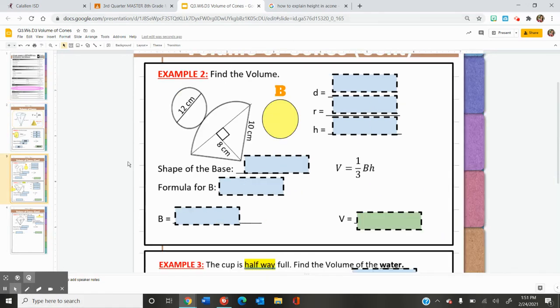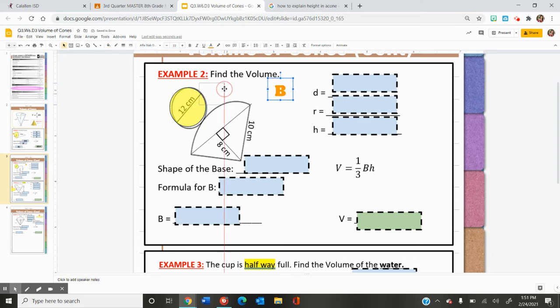Okay, so for example 2, they went ahead and gave us a net. Here is the cone, and here's my base shape. Now, again, I know the base shape of a cone is going to be a circle. Looking at this, the diameter goes all the way across. So the diameter of this cone is going to be 12. Now to find the radius, I'm just going to cut that in half. I'm going to divide it by 2, so my radius is 6.